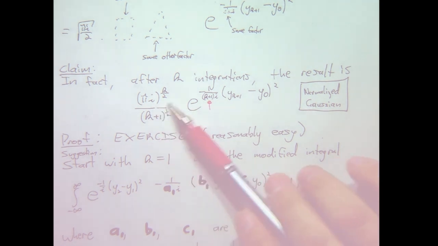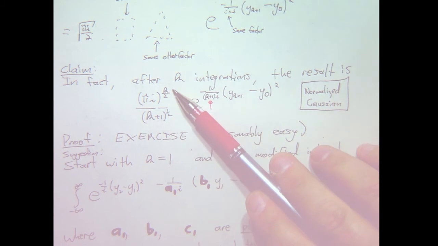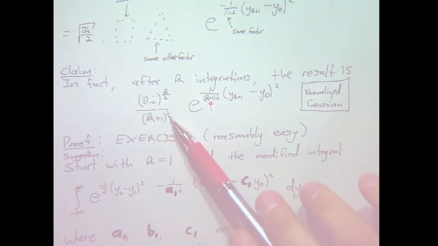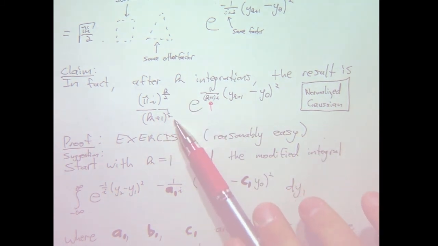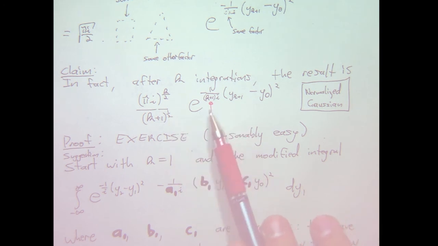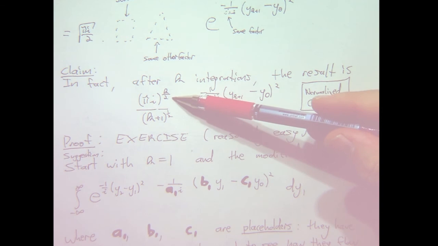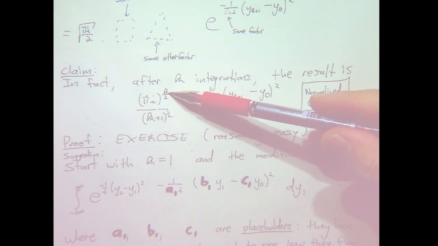Okay. And then the factor at the front is pi I to the k on 2 divided by k plus 1, square root of k plus 1. In fact, that's after k iterations. So it's not multiplied by k plus 1, it is k plus 1. This has already been multiplied. Yeah, that's where you got a power of k there.